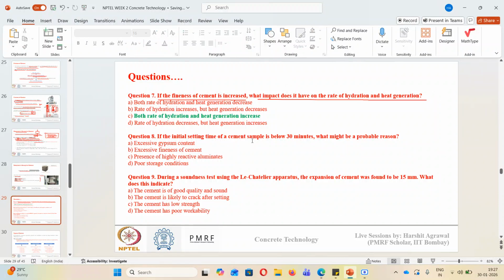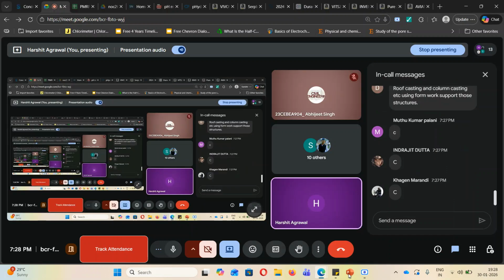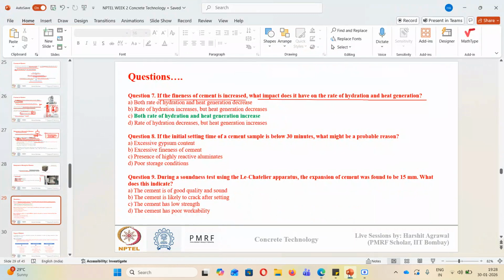If the initial setting time of cement is below 30 minutes, what might be the probable reason? So we said that for OPC, the initial setting should be at least more than 30 minutes. If it is coming out to be less than 30 minutes, what can be the reason? Can you tell me the answer for question number 8?